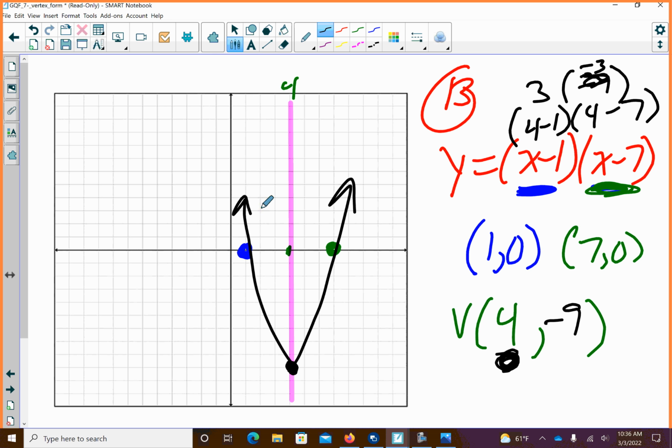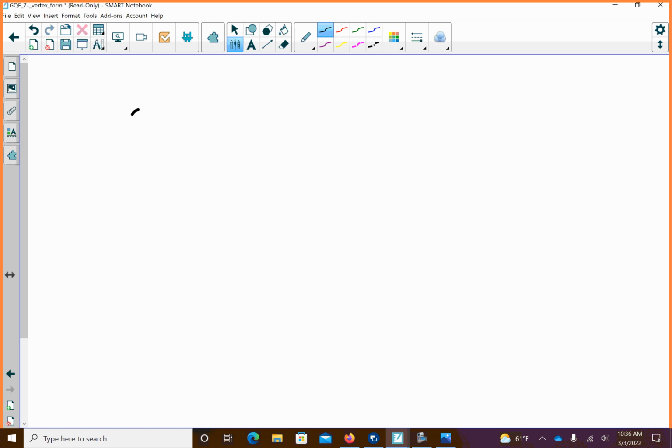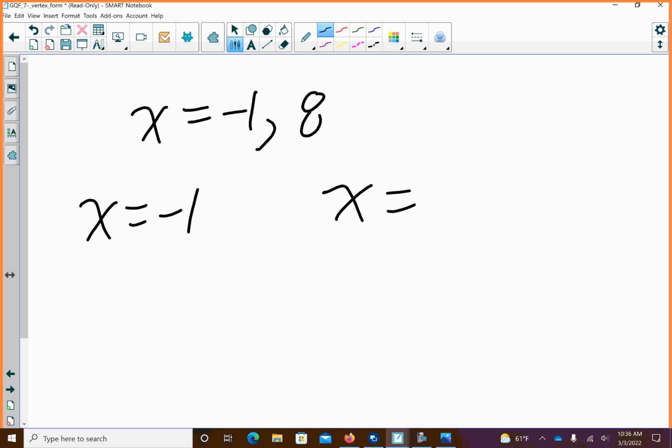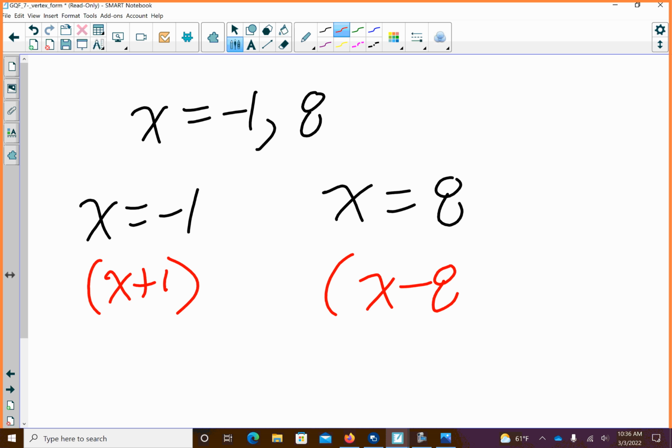Yeah. Can you do number 19? 19. Yeah, so they gave us x equals negative 1 and 8, which means you have x equals negative 1 and you have x equals 8. Still with me? Now you're going to kind of reverse engineer it. You want it equal to 0. So you're going to add 1 to both sides. So this gives me x plus 1. This gives me x minus 8.